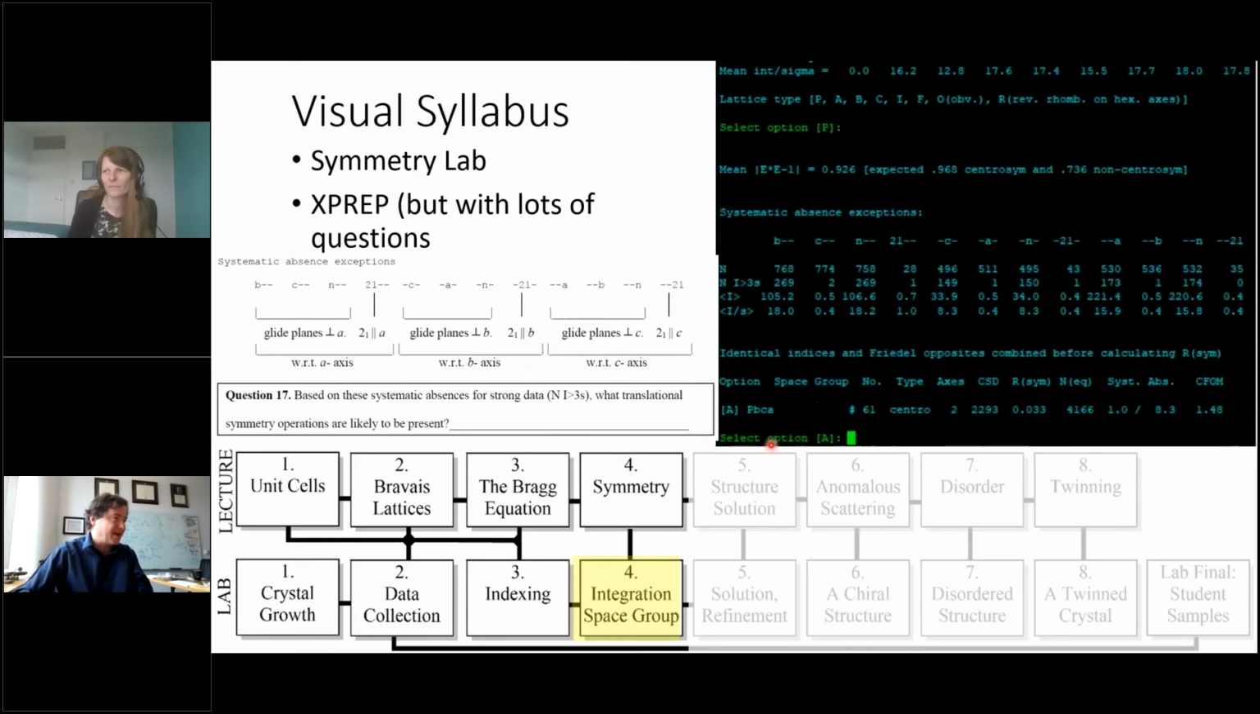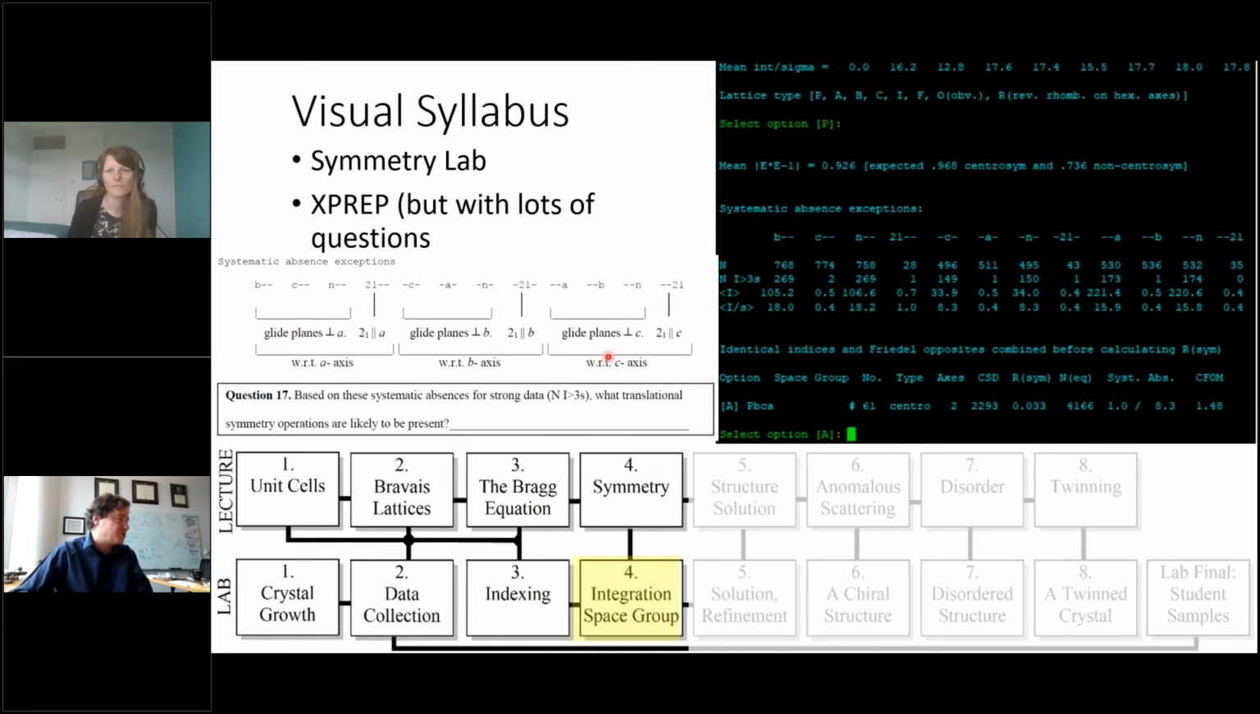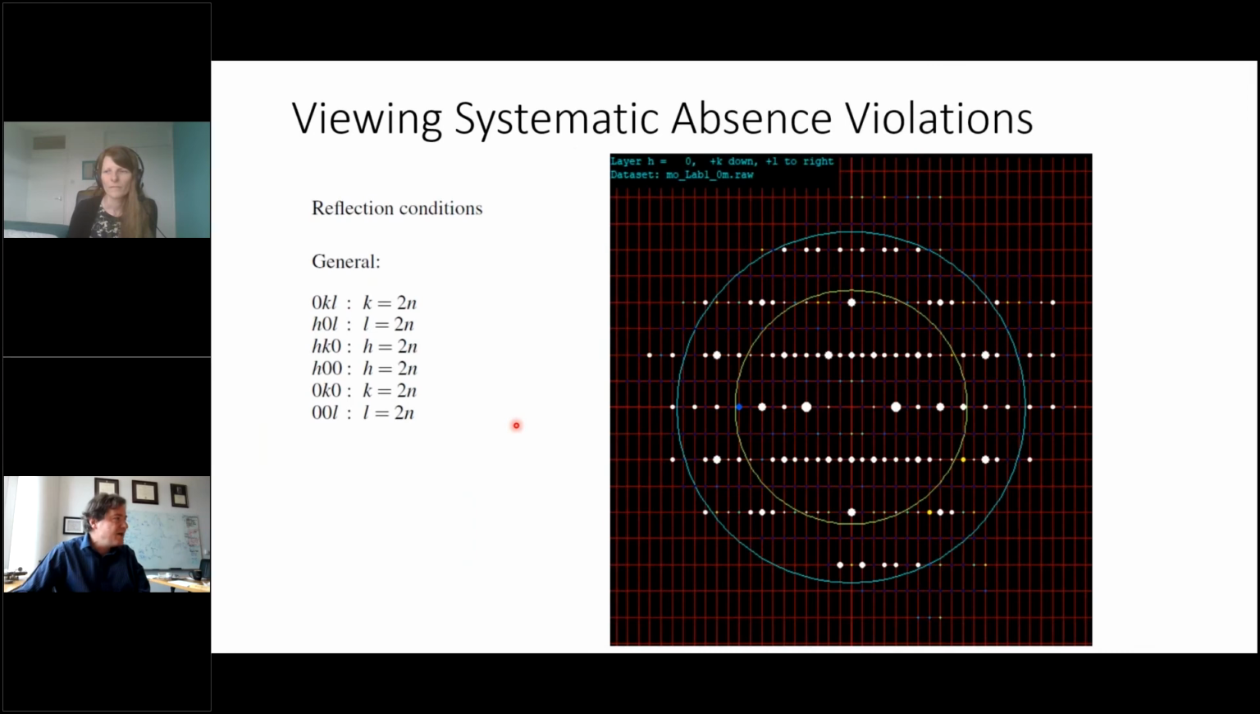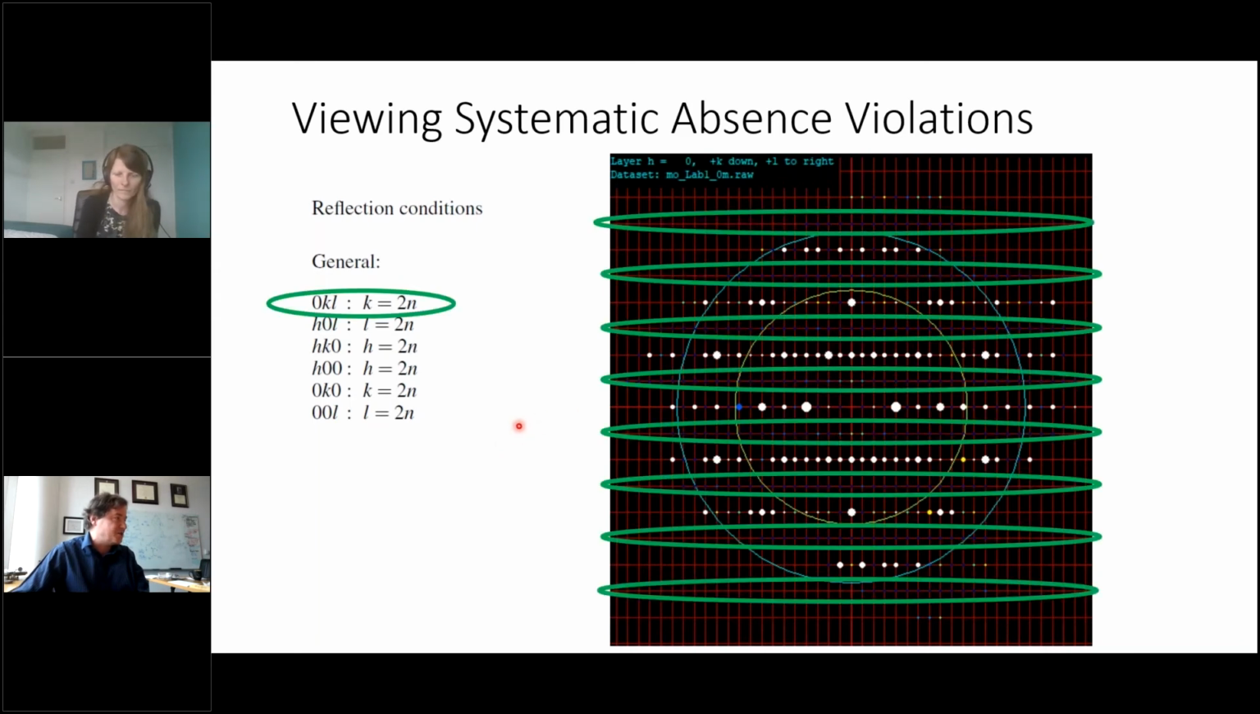Have them look at the systematic absence exceptions table and try to predict which symmetry elements they're going to have. So hopefully they would see there's only 2 violations for a C glide, only 1 violation for a 2-1 screw axis, and figure out, before XPrep tells you, what symmetry elements are there. And then go in and look at the reciprocal space, the intensity weighted reciprocal lattice plots, and connect that into what they've learned in lecture about systematic absences and how they relate to symmetry elements.